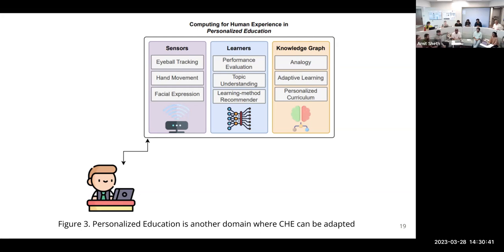We will continue this discussion later. But for now, this is one example that we thought of where we can try and bring computing for human experience. We use personalized education as a domain. And so basically, from our discussion, there are three components, right? So we want perceptions to be identified from different sensors. We want models that work as.